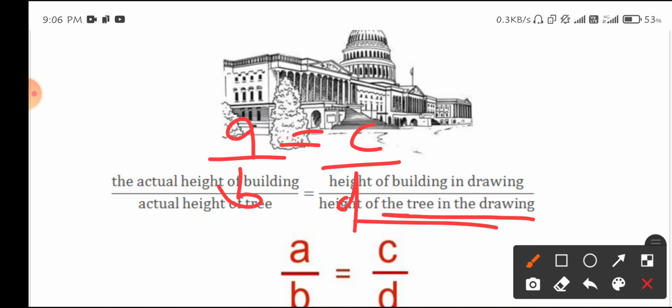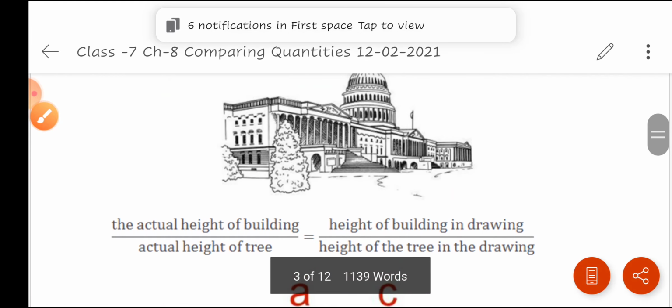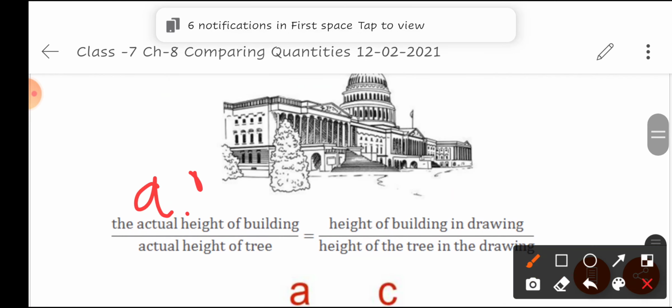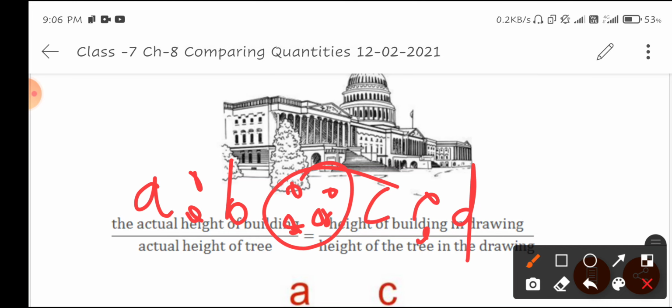It means that if any two ratios are equal, they are in proportion. अगर कोई दो रेशियो इक्वल है तो हम उसे क्या बोलते हैं? प्रपोर्शन में. And it can be written as A ratio B proportion C ratio D. And what is the symbol of proportion? This four dots. The symbol of proportion is four dots.